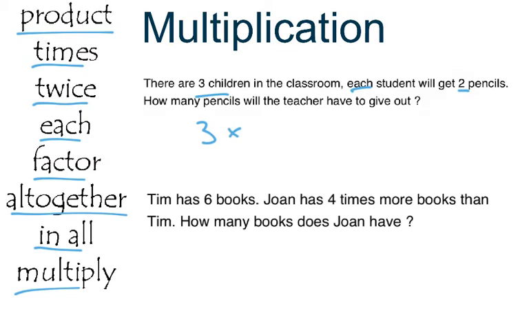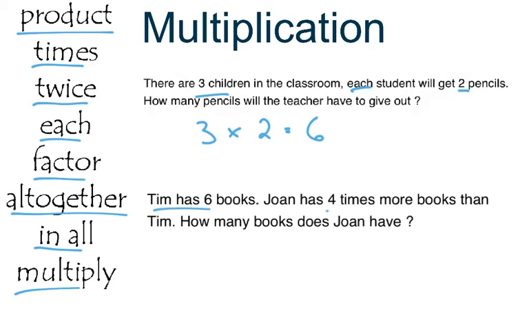Okay, so you should have thought about this and realized there's 3 children in the classroom. Each means times, and they'll each get 2 pencils. So the math problem that models this scenario is 3 times 2, and you should realize that 3 times 2 is 6. You could also say twice 3. That one is the same thing, or 3 by 2. That's the same thing.